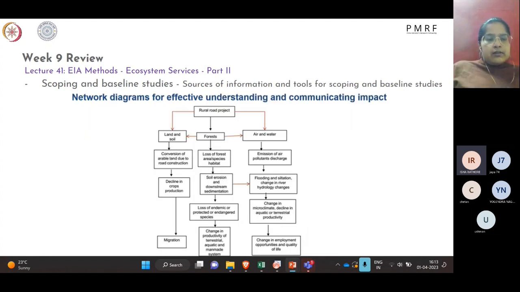So then you can also have network diagrams for effectively understanding and communicating the impact. For example, for the development of a rural road project, you can see that ecosystem components like land and soil, forest, and air and water are going to be affected. So these are the components which are getting affected. Then the effect in terms of ecosystem services: the conversion of arable land, that is land which was fit for agriculture, will be affected because of road construction. So this was the ecosystem service.